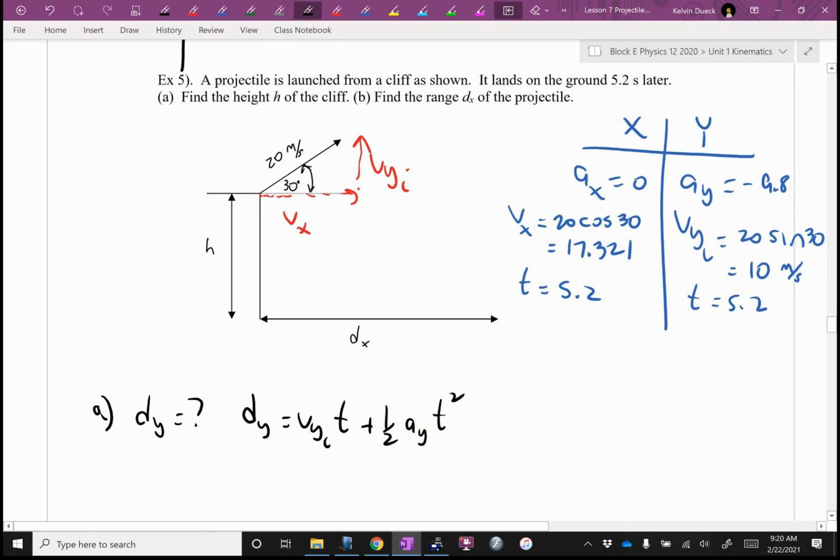Why didn't I bother putting y's on t? Because time is a scalar. It can go in either, so who cares? Otherwise, it's plug and chug. 10 times 5.2 plus 0.5 times negative 9.8 times 10 squared.